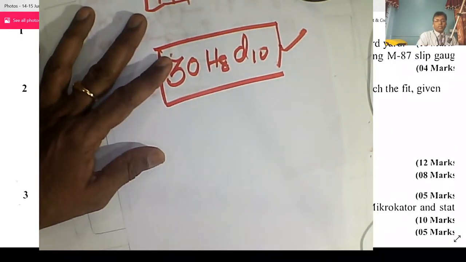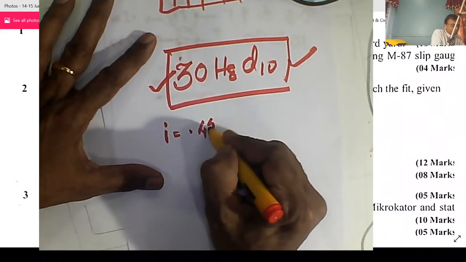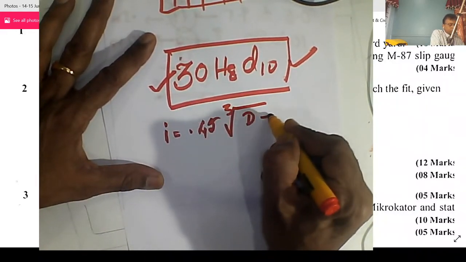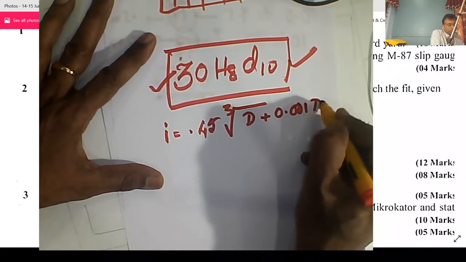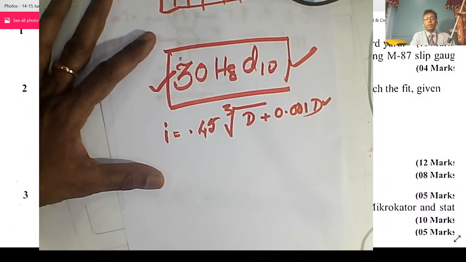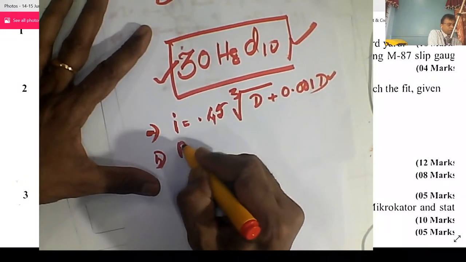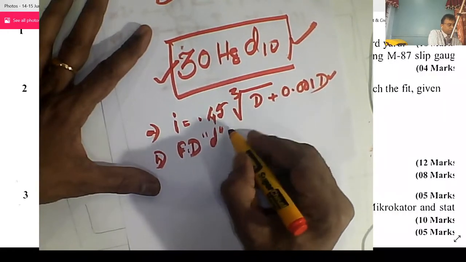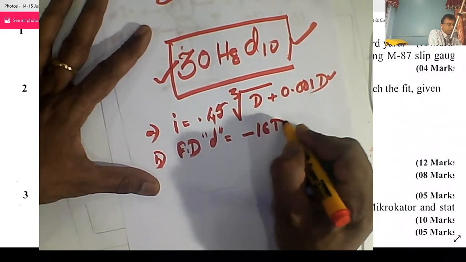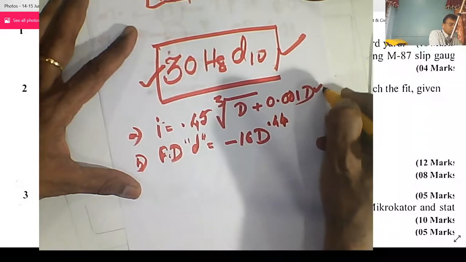Look, these are the things that are given to you. I is given as 0.45 cube root of D plus 0.001 D. This is given. Next, what else is given? This is given in the question paper. You can see that. Next, upper deviation for D shaft is minus 16 D to the power 0.44. Fundamental deviation for D shaft is given as minus 16 D to the power 0.44 D. Okay, and this unit is also given, microns.